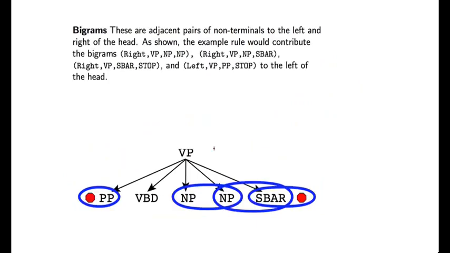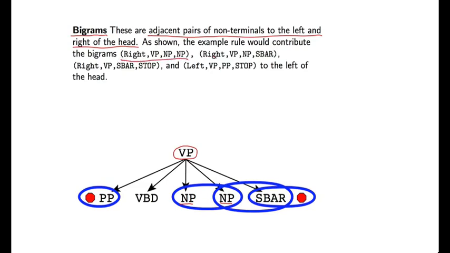Here's another feature centered around this particular rule example, which captures something which the lexicalized PCFG was missing. These are sort of bigram features within rules, and these are adjacent pairs of non-terminals to the left and right of the head. So in this particular rule, we're going to see the following bigrams. We're going to see 1, 2, 3 to the right. In each case we have the non-terminal, this is a VP up here, and we have a pair of consecutive non-terminals, NP, NP. So that's where this particular feature comes from.